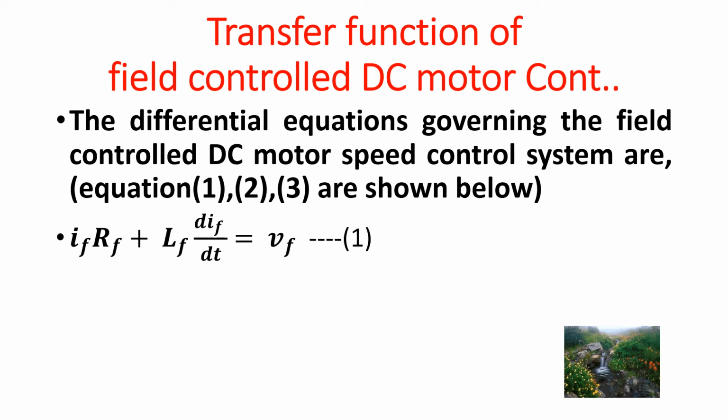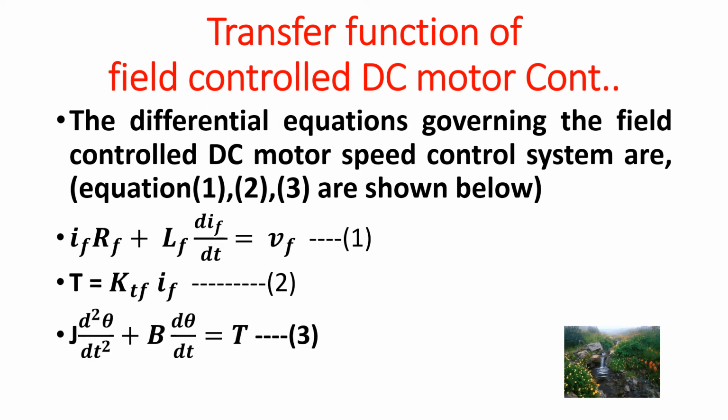R_f i_f plus L_f di_f by dt is equal to v_f. This is our equation 1. T is equal to K_Tf i_f. This is our equation 2. And J d squared theta by dt squared plus B d theta by dt is equal to T. This is our equation 3.